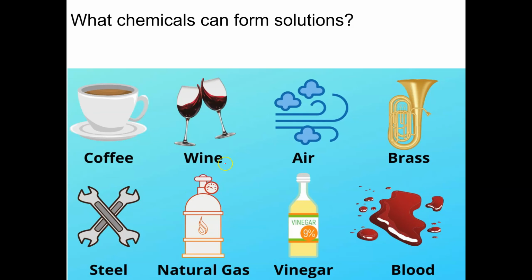So here are different examples of solutions. Coffee, which is coffee itself. You can see there's a little cream in this one. Sugar, those all make solutes. So now you have a solution in there. Wine, different chemicals in there. Air, different chemicals. These are all examples of things that have different components. That's multiple components. That's what makes it a mixture.